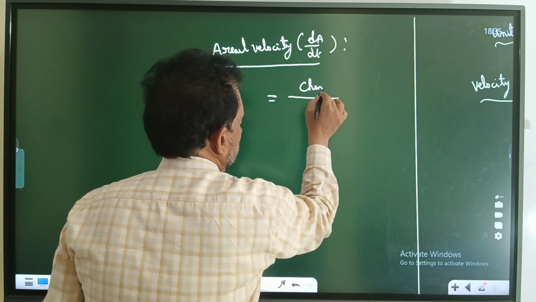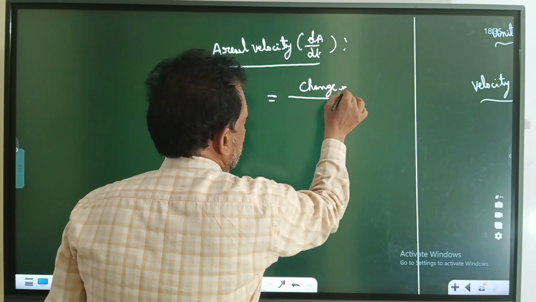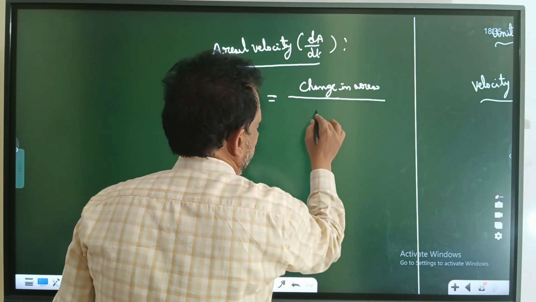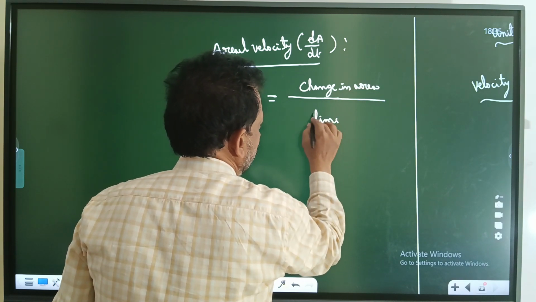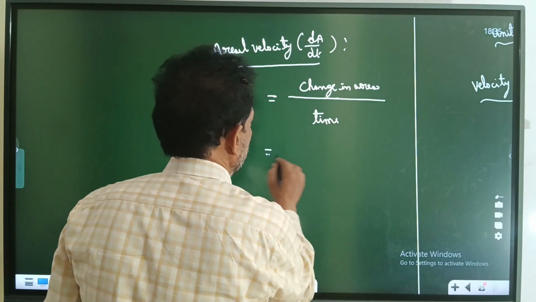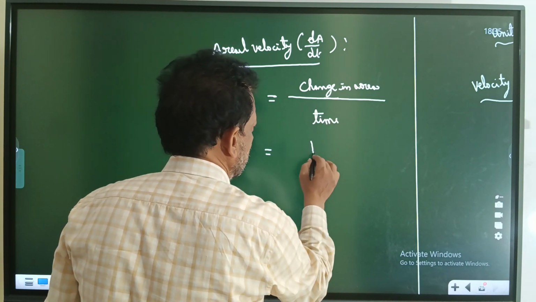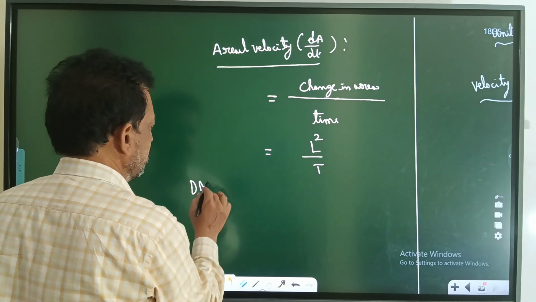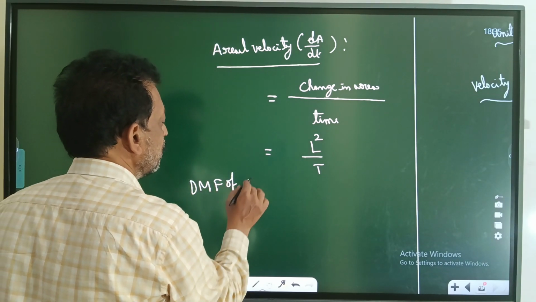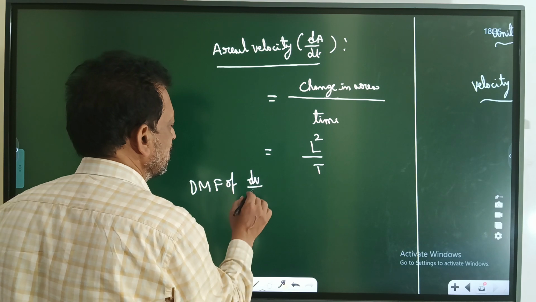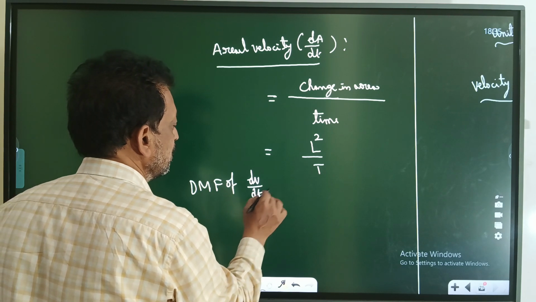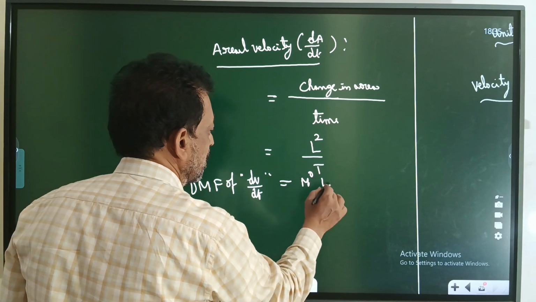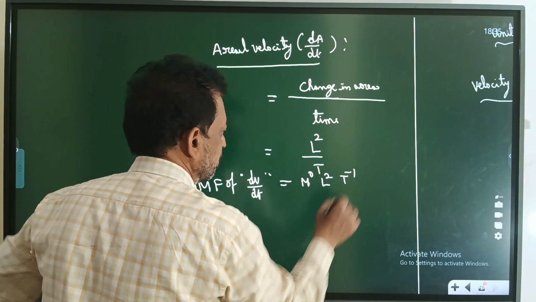Change in area by time. So change in area is what? L squared, and time is T. Therefore the dimensional formula of areal velocity is M to the power of 0, L squared, T to the power of minus 1.